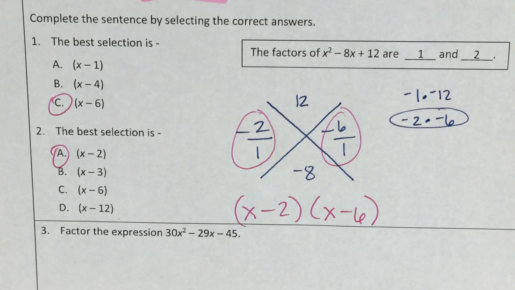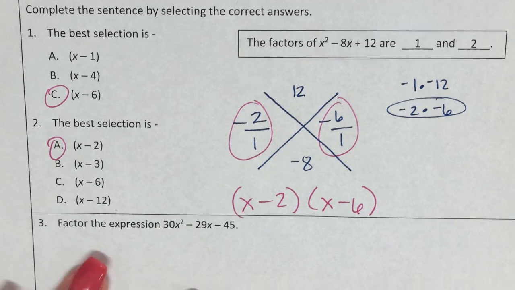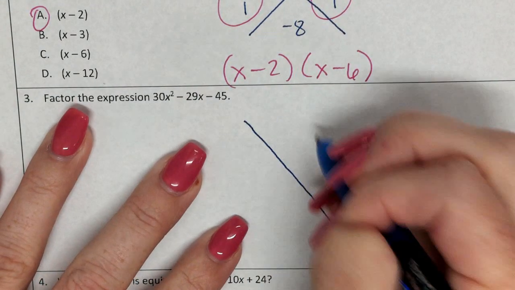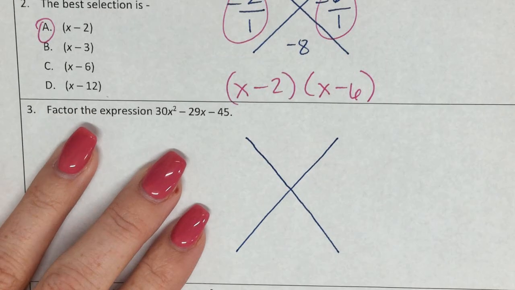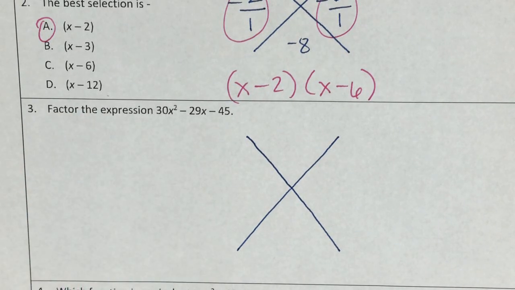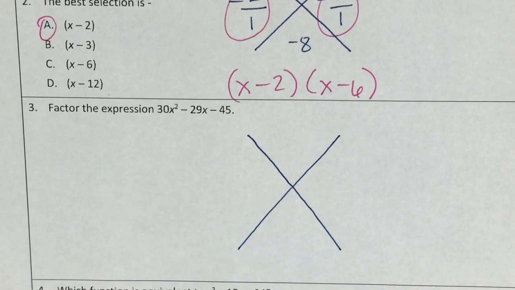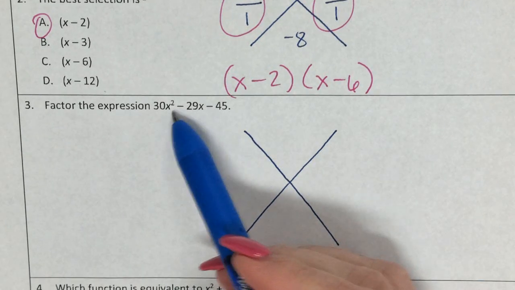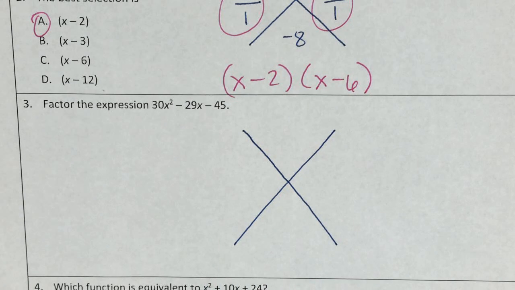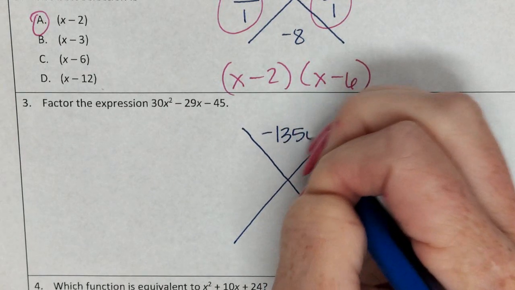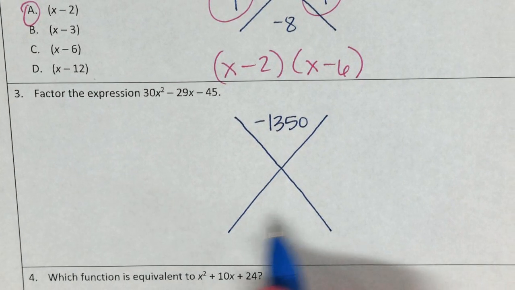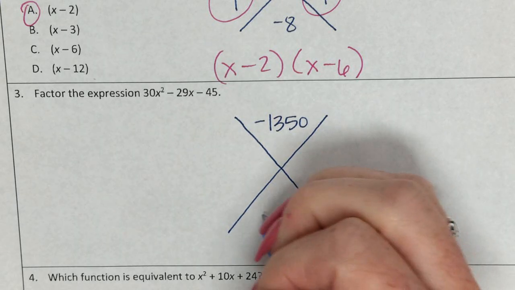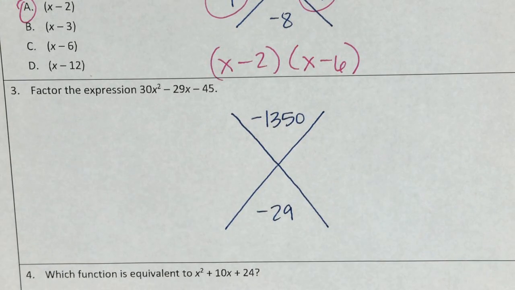Now let's do number 3. It is a harder one. So I'm going to draw my X method. The first thing I'm going to check is, can I factor anything out of this? And the answer is no. They don't have a greatest common factor in common. Okay? So now I'm going to do A times C. So what is 30 times negative 45? Okay? And then what's going to go here? Negative 29.